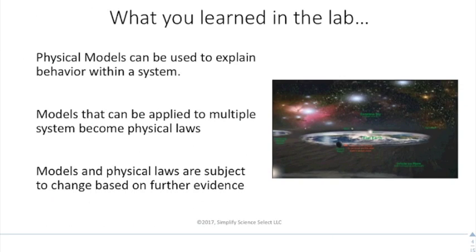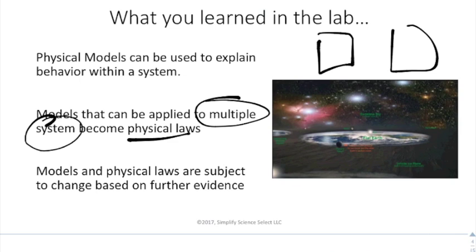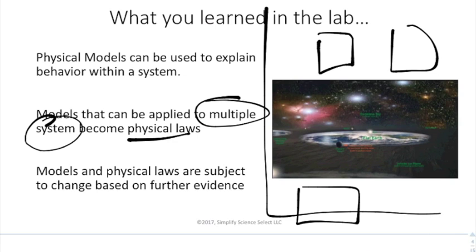Okay, so physical models can be used to explain behavior within a system. Models that can be applied to multiple systems become physical laws. The only reason why you have a physical law is because it works everywhere. It works in this system, it works in this system, it works in all systems. So that's the reason why you have physical laws.